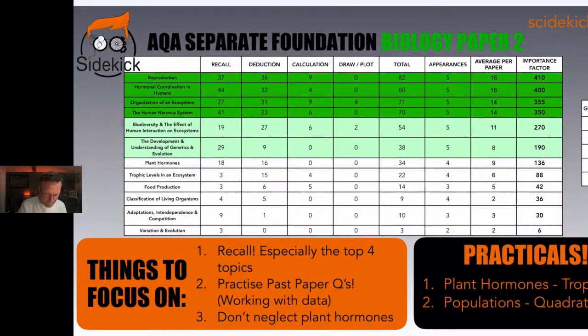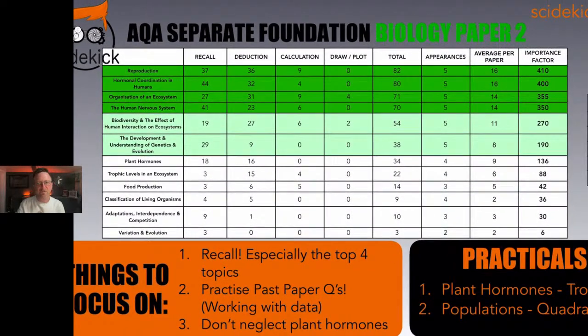Now biology paper 2, a few more topics to look at in this one, so there's a few more green boxes, but you can see here again that in terms of importance factor, these 4 can stand head and shoulders above the rest, especially the top 2 here, okay, which is reproduction and hormonal coordination in humans. So they often are very linked, okay? So my general advice is recall. Practice your recall, learn everything you need to learn for the top 4 topics here, and maybe even this one as well.